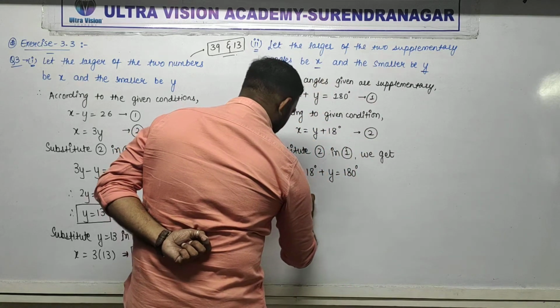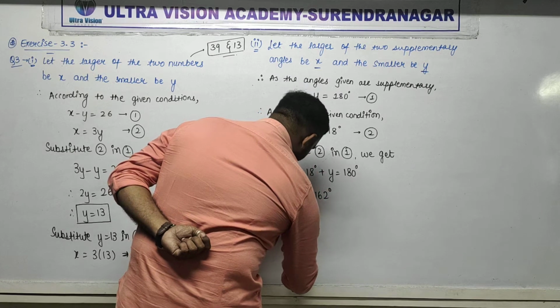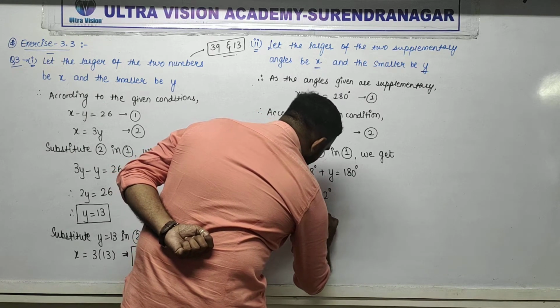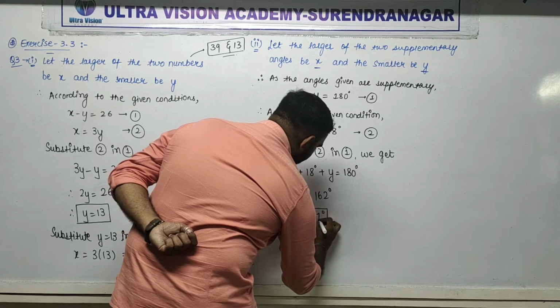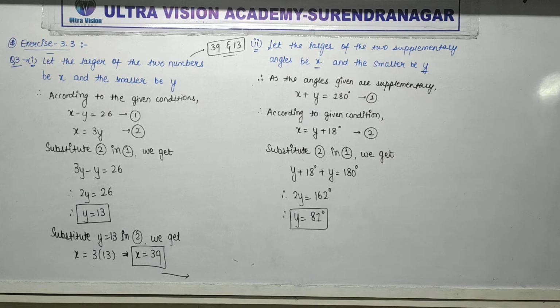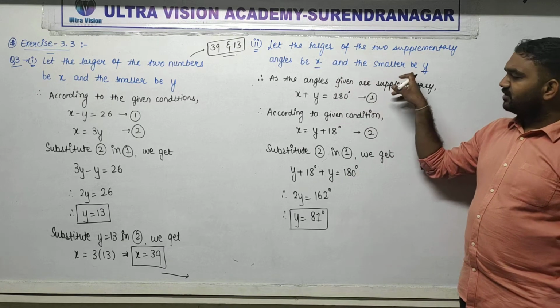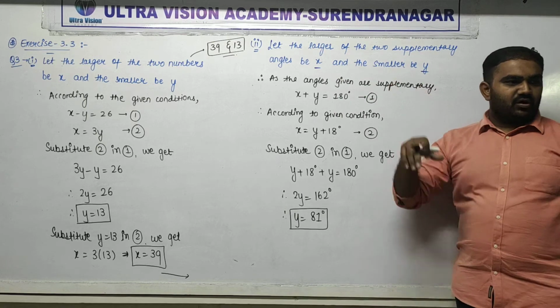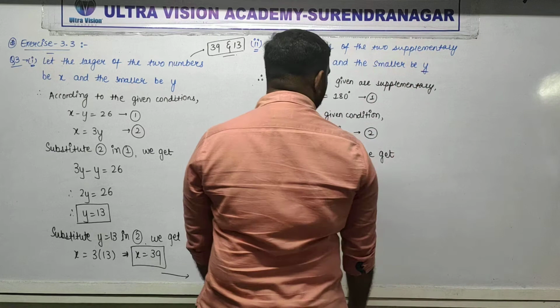Therefore, 2y equals 162 degrees, and hence y equals 81. You can write it as degrees. y equals 81 degrees. Is it okay? So we got one of the angles here, which is the smaller one. Now what do we require? The larger one.